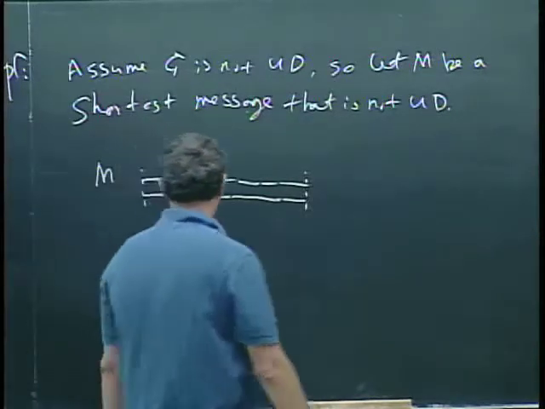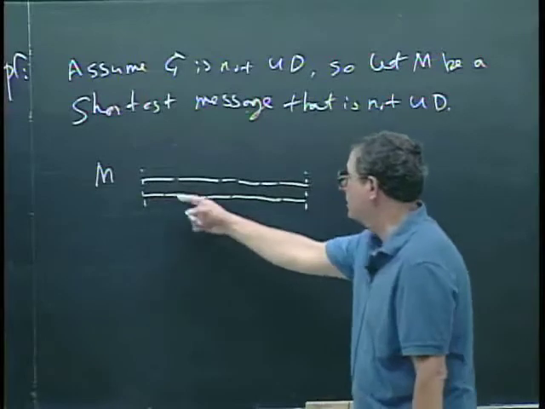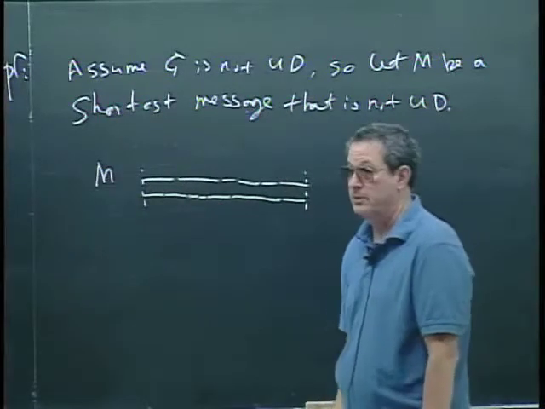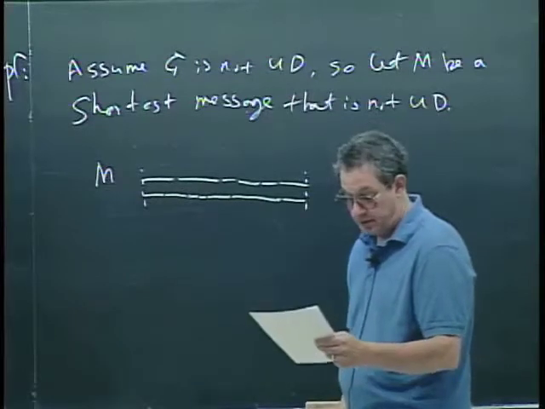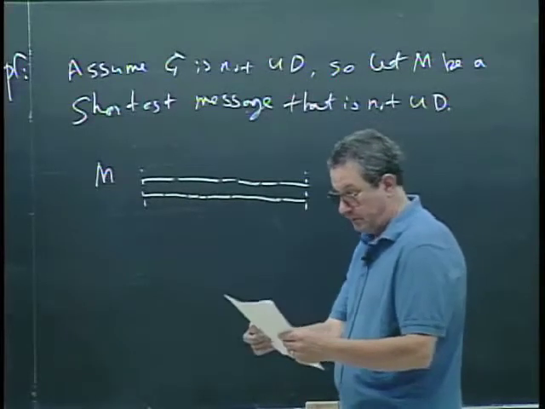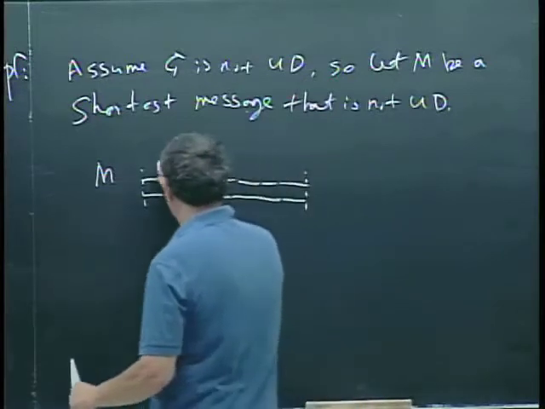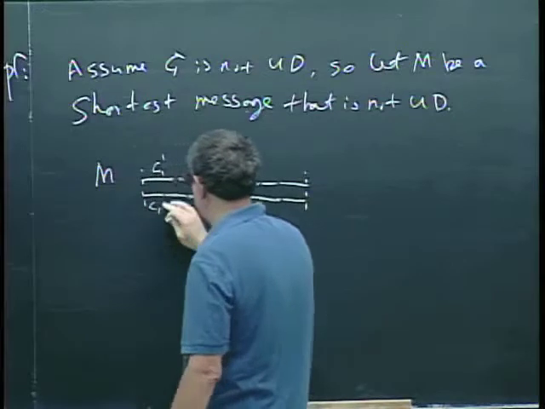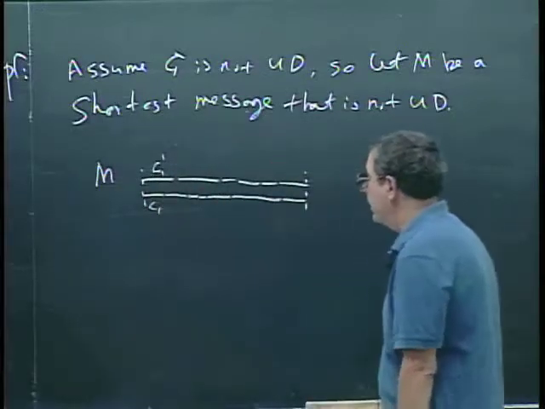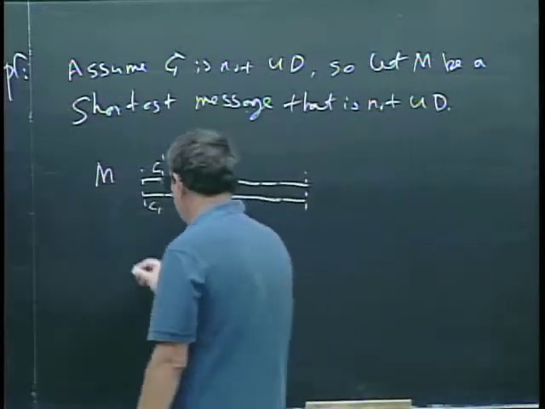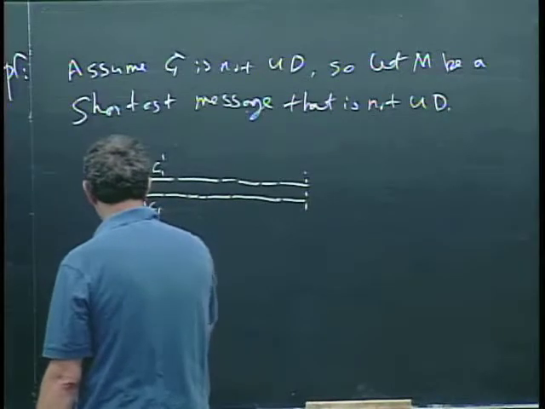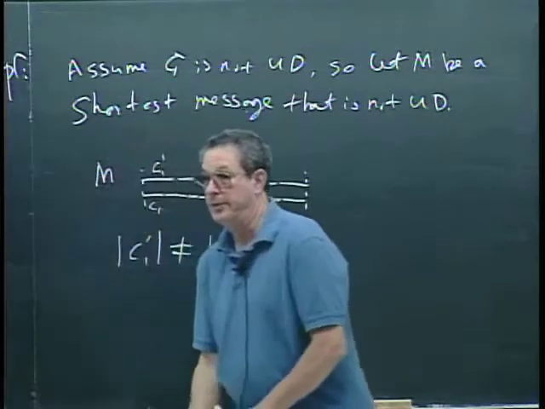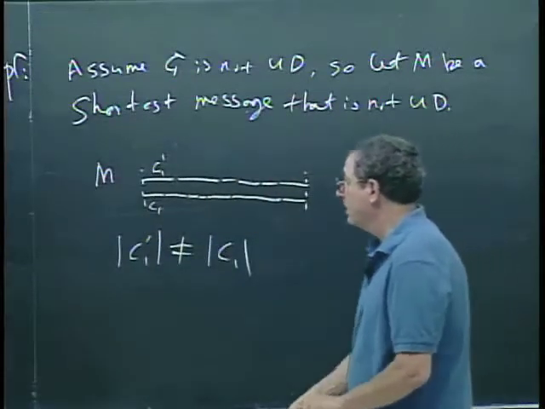And what we started off with last time was looking at the first code words in the two respective parses. One I labeled C1 prime, and the other one was C1. So these are two code words. And what we argued last time was that the length of C1 prime cannot be equal to the length of C1.